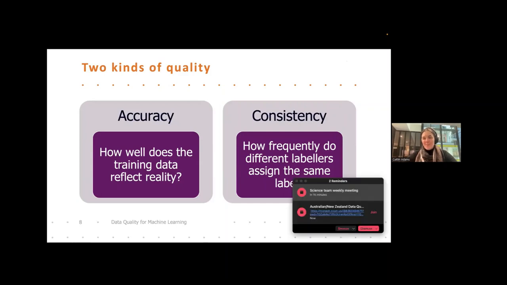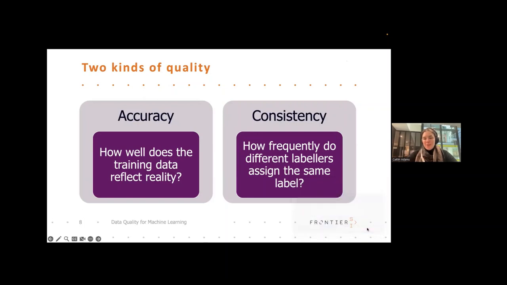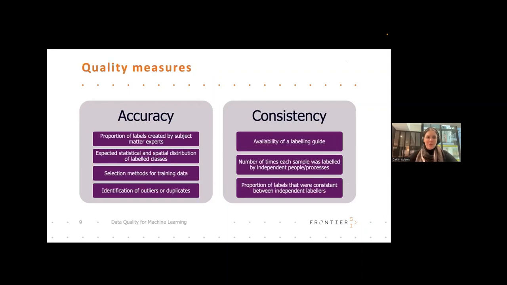So if you gave the same image to 5 different people, would they all give you the same label back, which is what we use in machine learning as the thing that you are trying to target with your algorithm? What are you trying to detect or map or measure? And so it's really these two components.